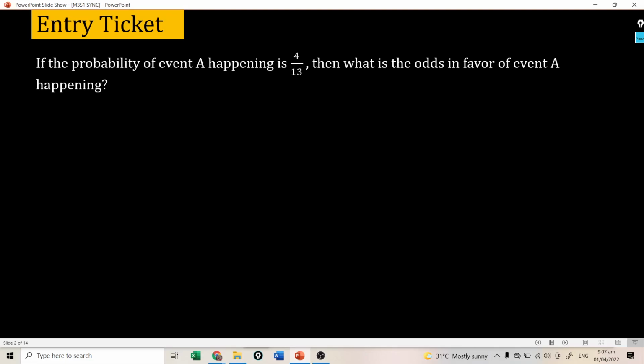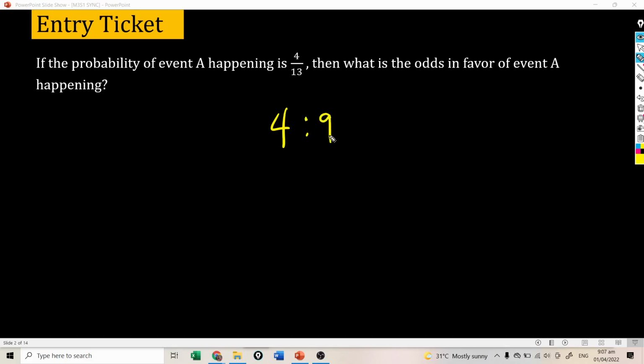So 4 over 13. Now, if A can happen in 4 ways, successfully, and there are 13 possible ways in this context, then what is the probability that A doesn't happen? So 4 out of 13 mangyayari si A. Ano yung probability na hindi mangyayari si A? So that's 13 less 4. That's 9, which means 9 out of 13 ang probability na hindi mangyayari si A. So the odds therefore in favor of event A happening is 4 is to 9.